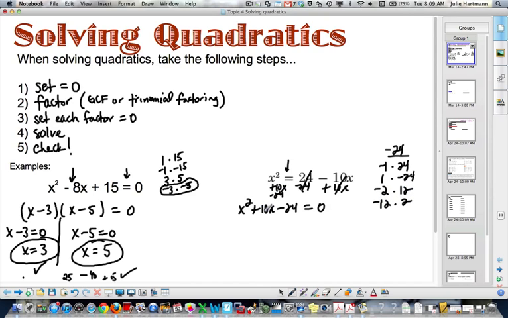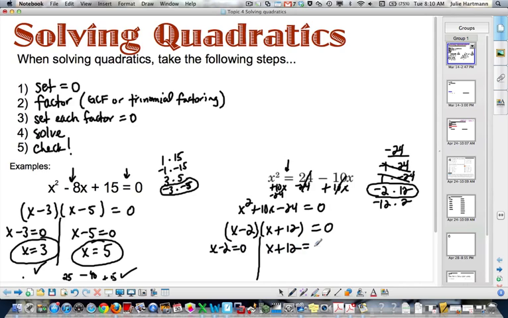So let's check as we go around. There are so many. We need to add to get a positive 10. Those don't. Negative 2 plus 12. Right there is our positive 10. Okay? So x minus 2, x plus 12 equals 0. Then we set each factor equal to 0. Here, add the 2. You get x equals 2. Minus the 12, x equals negative 12. There are two answers.